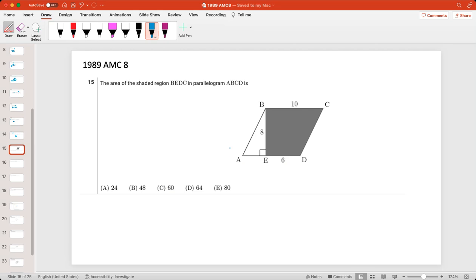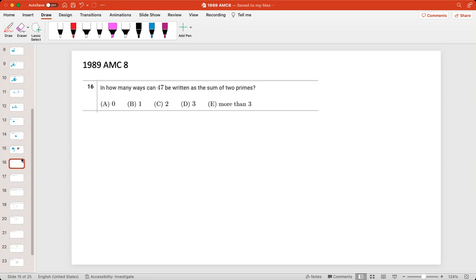The area of the shaded region BEDC. So BEDC is a trapezoid, right? And what is the formula for the area of a trapezoid? It's height into (base 1 plus base 2) by 2. So this will be 8 into (10 plus 6) by 2, right? So this is 8 into 8, which is 64, which is answer option D. Okay, going to the next question.